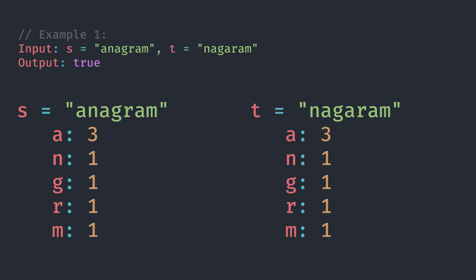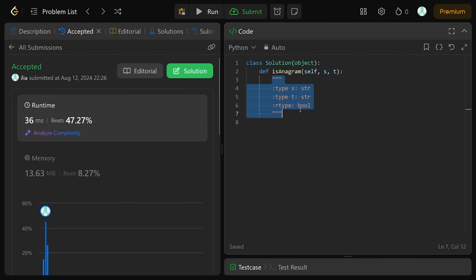We find the frequency of each character for the given strings, and then compare the frequencies to see if they match. Okay, coding this is the easiest part. The first thing we're going to check for is to see if s and t are the same length. Because if the length of s does not equal the length of t, they cannot be anagrams and we return false. Otherwise, let's populate a dictionary for both s and t.